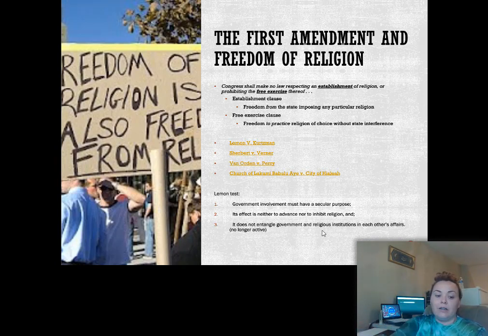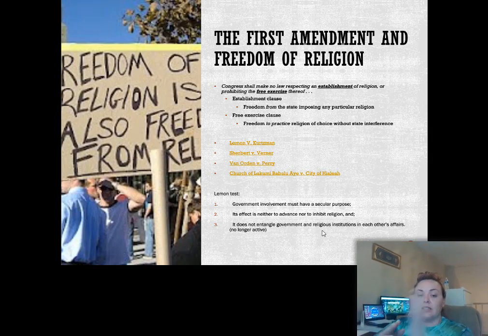The Lemon Test is three-pronged. It asks, does the government involvement have a secular or non-religious purpose? So if the government is funding textbooks that are secular or non-religious, salaries, instructional materials, is that religious in purpose? No. Is the effect of that policy or regulation advancing or inhibiting a particular religion? In this case, it is not advancing any particular religion, nor is it prohibiting or restricting a religion. And so the answer there is no.